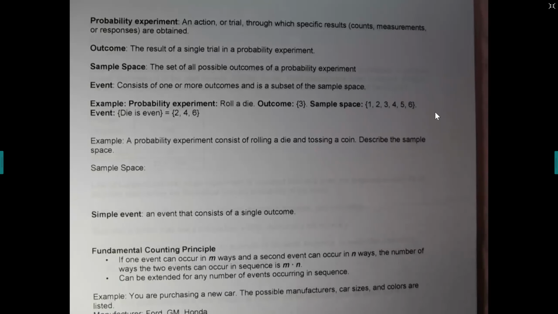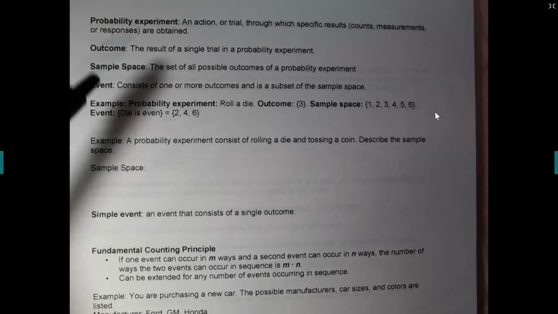I'll give you an example right away. Roll a die, guys. This is an experiment. That's a trial. What are the outcomes of rolling a die? The die has 6 faces. Would you agree with me if I tell you the outcomes could be that we get 1 face up, 2 or 3 or 4 or 5 or 6? This is a probability experiment. We're just rolling a die.